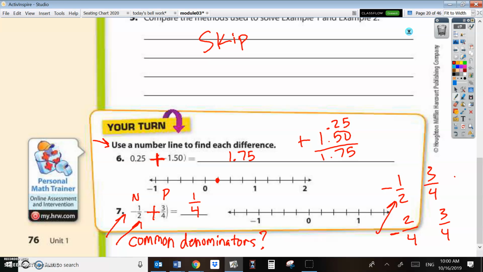So negative 1/2 is right here. And then you're moving in the positive direction because you're subtracting a negative. How far? You're moving 3/4. So 1, 2, 3/4. And it gets you up to positive 1/4. And that's the same answer that we have right there.